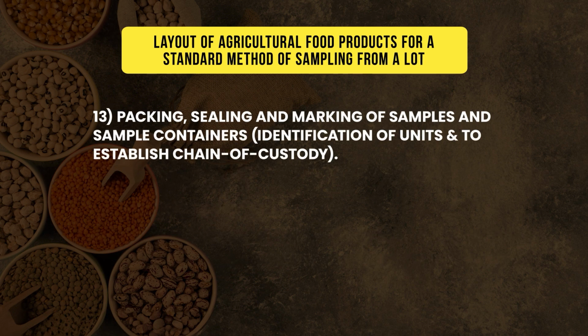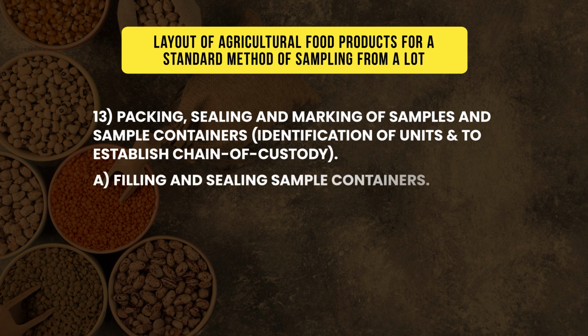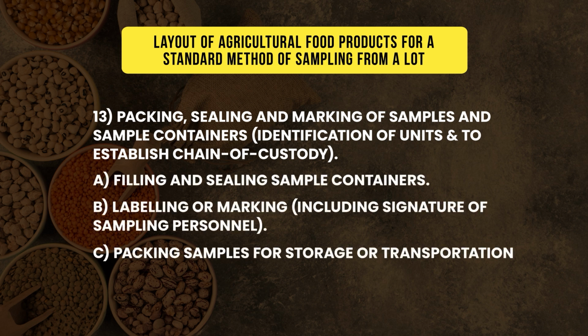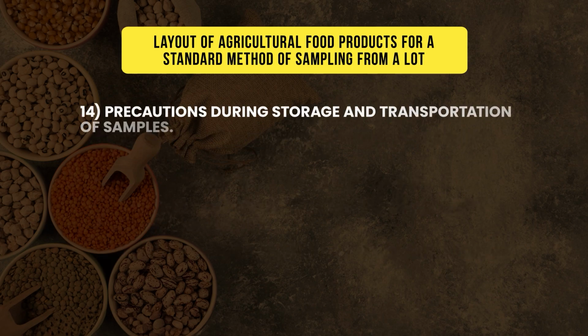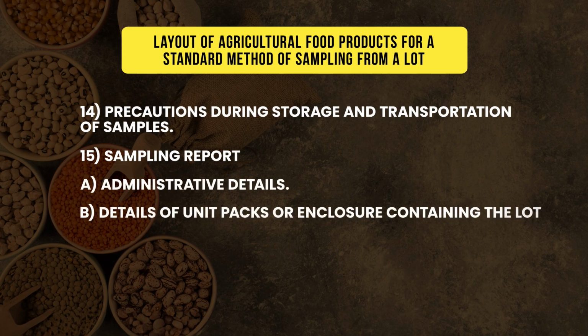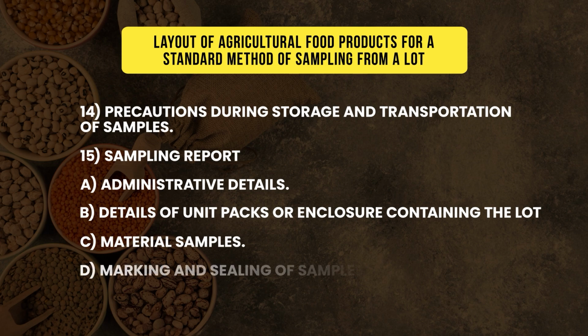Packing, sealing and marking of samples in same containers. For example, filling and sealing sample containers, labeling it properly, packing sample for storage or transportation, precautions during storage and transportation of sample, sampling report, then administrative details of unit packs or enclosure containing the lot, material samples, marking and sealing of the samples, and all the annexures necessary for this. So all that we have to really make sure when we are going for sampling.